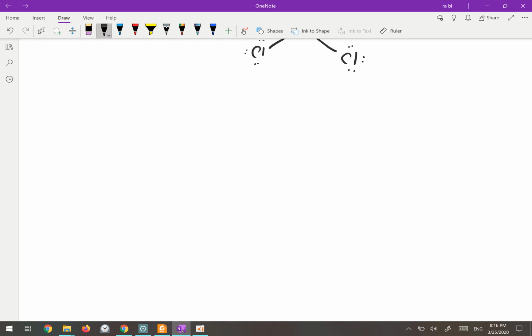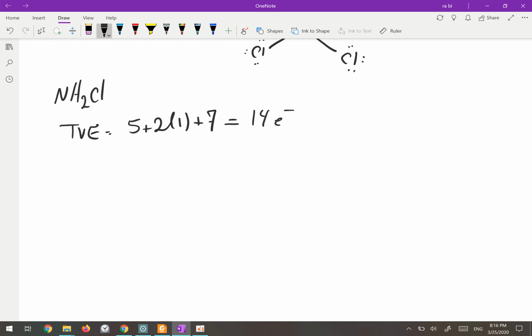Okay, NH2Cl, total valence electrons. Nitrogen is 5, plus 2 for hydrogen, plus 7 for the chlorine. So it becomes 14, yeah? One more time, 5 plus 2 is 7, plus 7, 14 electrons. So you have 3 atoms, nitrogen, hydrogen, chlorine.